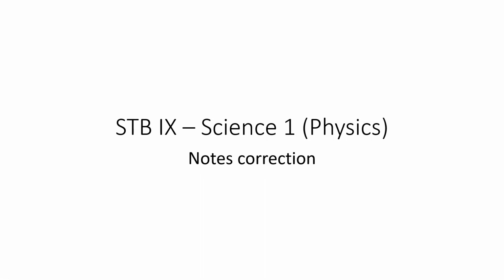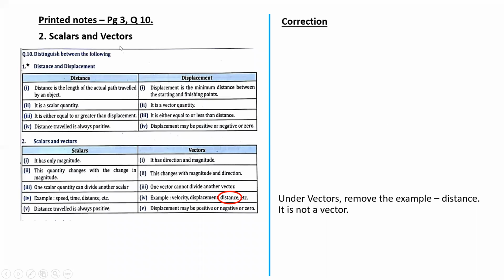Let's refer to the first correction, page number 3, question number 10. Distinguish between scalars and vectors. Point 4. Under vectors, the example given is distance. This is incorrect. You have to make the correction, that is, remove the example of distance. It is not a vector.